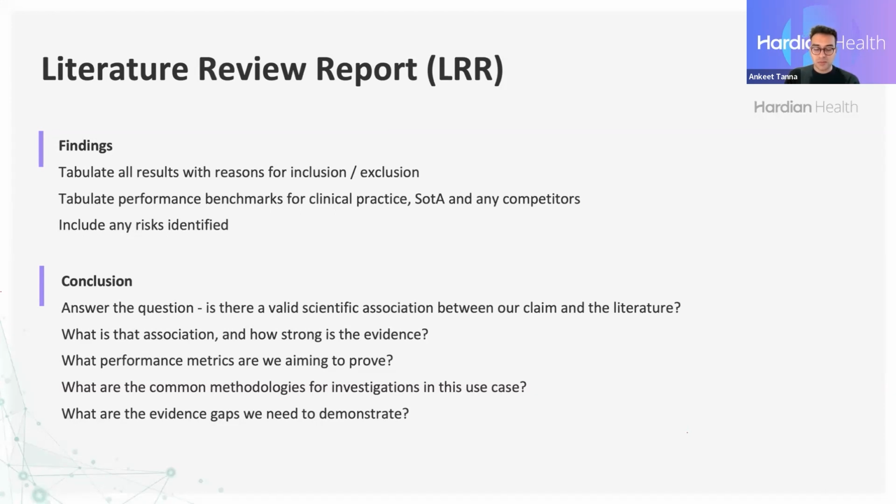And then in the final section, when you're concluding the literature review, it's really important that you don't forget that the main point was to demonstrate scientific validity. So the first thing to do is answer the question, is there a scientific association between the claim you're making with your technology and the literature and the clinical output that you're intending to measure, treat, diagnose, predict? What is that association and how strong is that association?